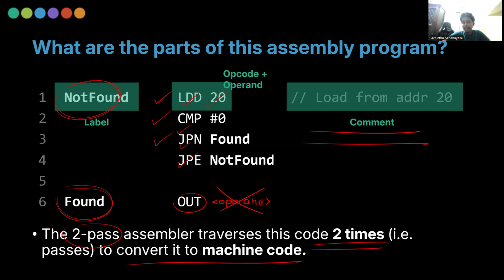What we can do with that is create another table that maintains references to where not found and found are actually referring to. Not found is referring to the memory location where LDD20 is stored. Found is referring to the memory location where OUT is stored. So once they get stored in RAM, we can refer to those locations and store those addresses in a separate table called the symbol table.